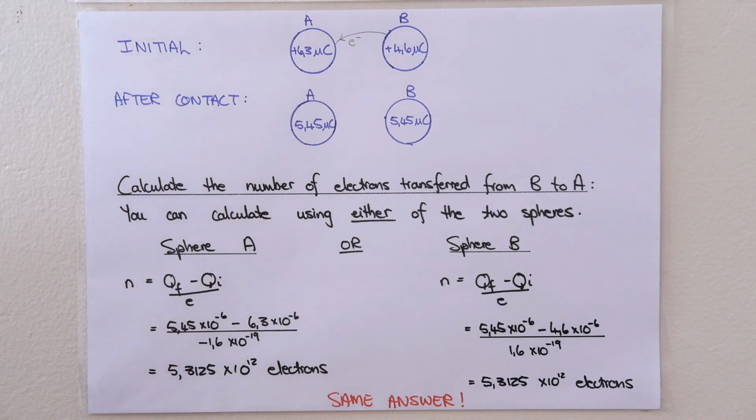Again, you must use the correct signs here for your charges. So 5.45 microcoulombs is 5.45 times 10 to the negative 6 minus 6.3 microcoulombs is 6.3 times 10 to the negative 6. Calculate this and you get a total of 5.3125 times 10 to the 12th electrons were transferred from sphere B to sphere A. You only have to do one or the other, but let's check to see what we get when we work with sphere B.